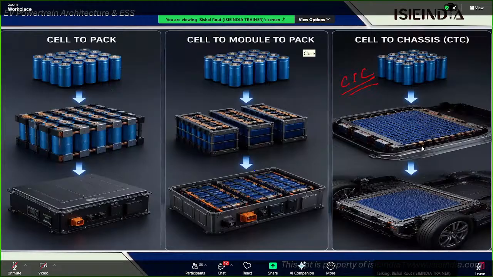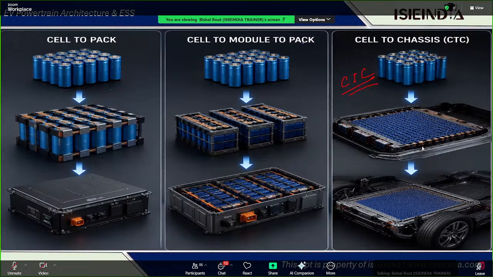Fine. So cell to chassis, if I'm talking about, it is one of the most advanced architectures. Basically, the battery becomes a part of the structure itself. See, in the CTP approach, the battery pack is still a separate unit, but in the CTC approach, the battery itself becomes a structural member of the vehicle. If you want to remove the battery, you have to remove the vehicle as well, right?